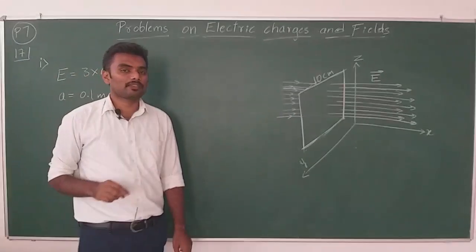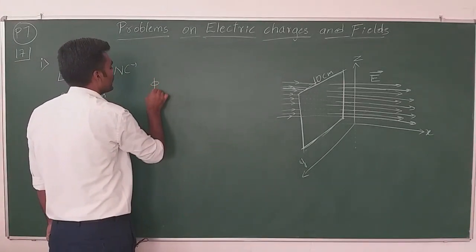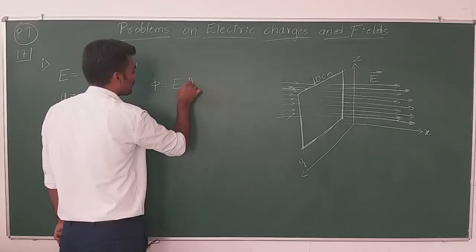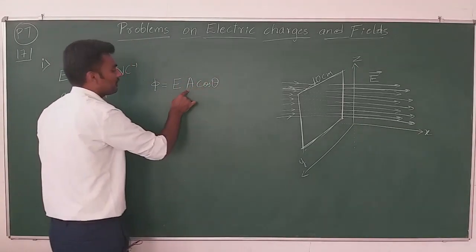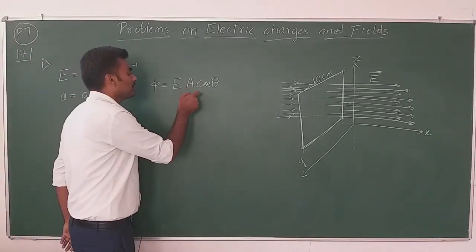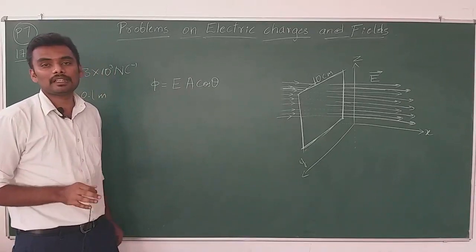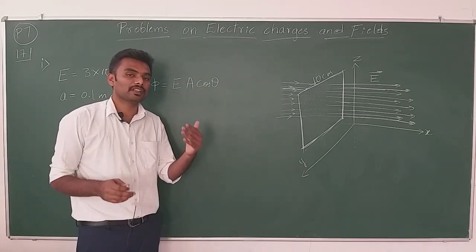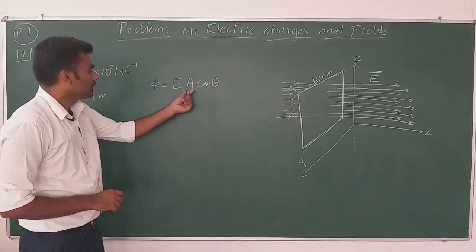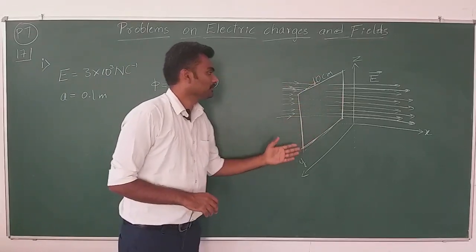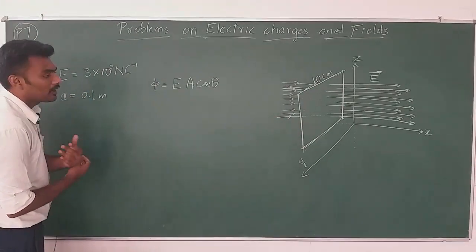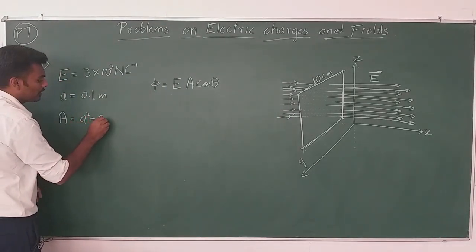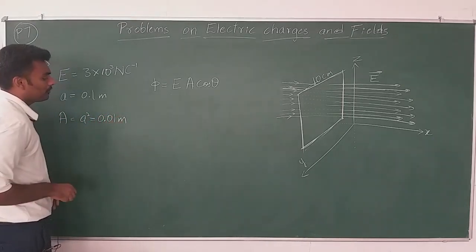The formula for electric flux is quite simple. Phi is equal to E A cos theta. In some references, even in the same book, they have taken S instead of A. Both are fine. A means area, S means surface area. Both of them are representing the area itself. And now the area of the square has to be found because it is not given. A is 0.1 meter. Area of the square is A squared, which is going to be 0.01 meter squared.